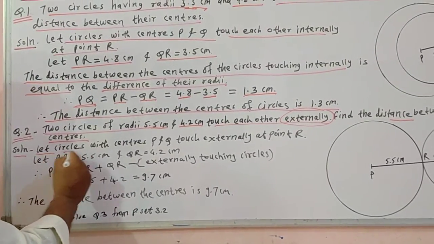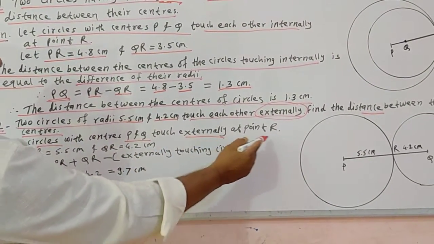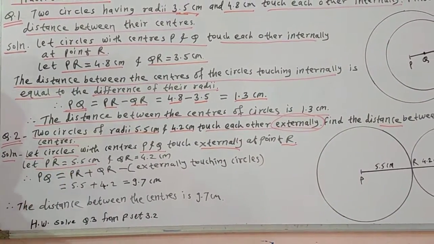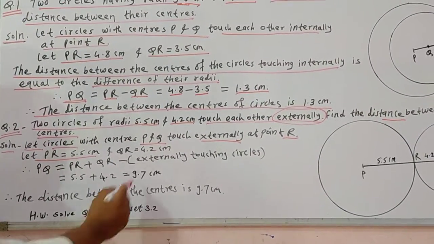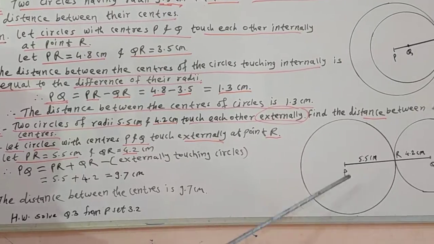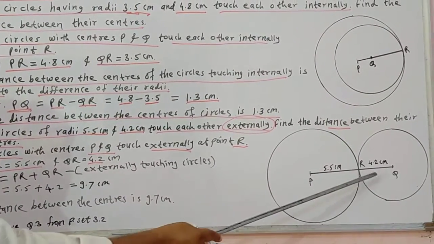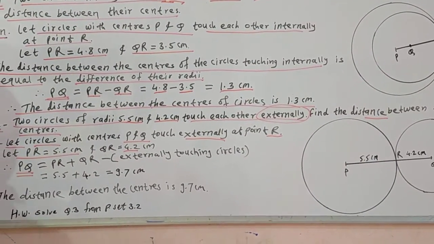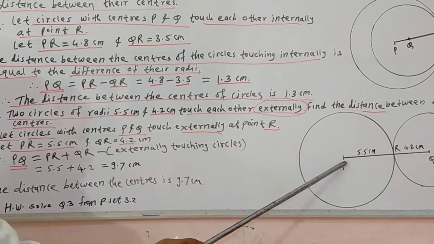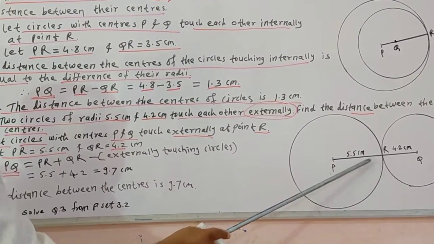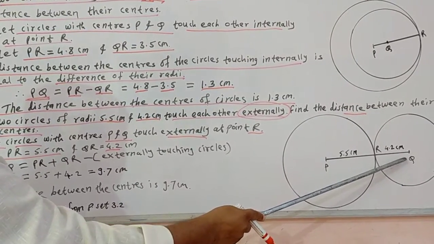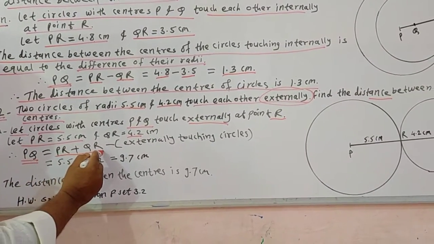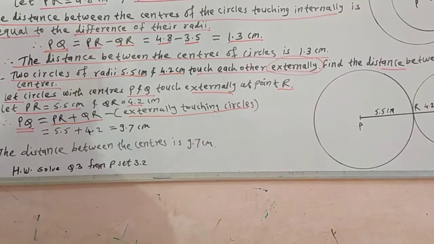That's why let circles with centers P and Q touch externally at point R. Then take radius of the bigger circle 5.5 cm and smaller circle 4.2 cm. PR is the radius of the bigger circle and QR is the radius of the smaller circle. Now, when circles are touching externally, that time distance between their centers is sum of their radii, means PQ is equal to PR plus QR.